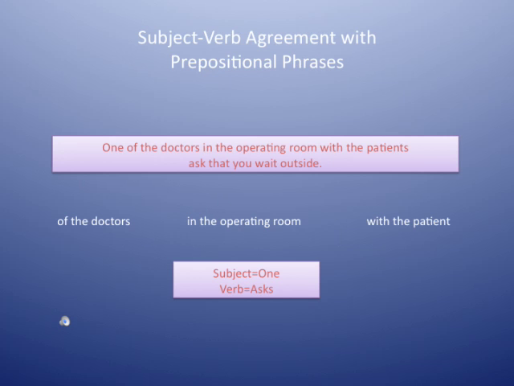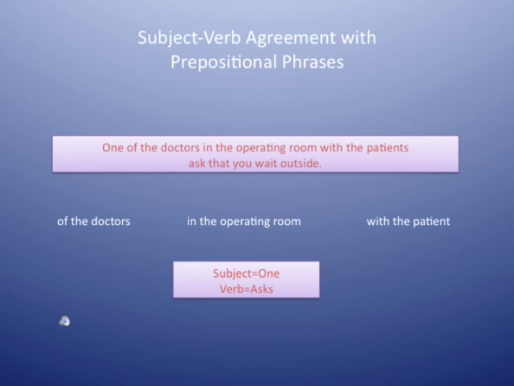That one was pretty easy to recognize. However, the further the subject is from the verb, the more difficult it can be to determine. For instance, one of the doctors in the operating room with the patients asked that you stay outside. In this sentence, the verb is separated from its subject by three prepositional phrases: of the doctors, in the operating room, and with the patient. The actual subject of the sentence is the singular one, which requires the singular verb asks.